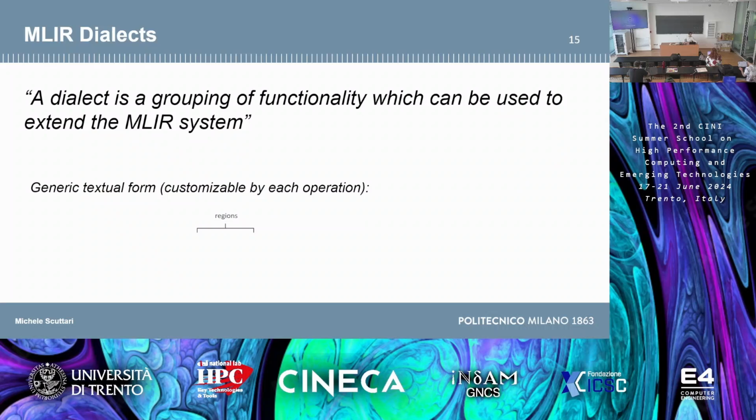So what does the MLIR framework introduce? It introduces a concept of dialect. A dialect is a grouping of functionalities that can be used to extend the system itself. So instead of having prescriptive semantics for operations, MLIR tells you: make your own operations and you deal with them. Okay, that's the key idea. It has a generic textual format that can be customized for different operations, attributes, types, interfaces.